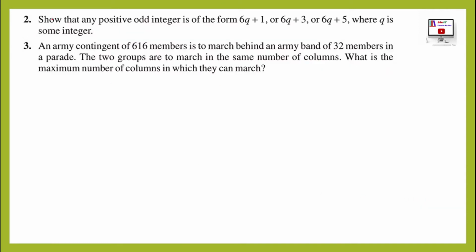Now question 2, इसमें दिया हुआ है: show that any positive odd integer is of the form 6q plus 1 or 6q plus 3 or 6q plus 5, where q is some integer. Now we know that the Euclid's division algorithm is a is equal to bq plus r. Now this a and b are two positive integers.